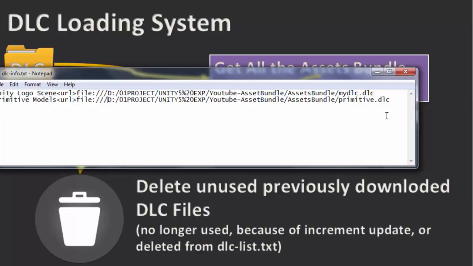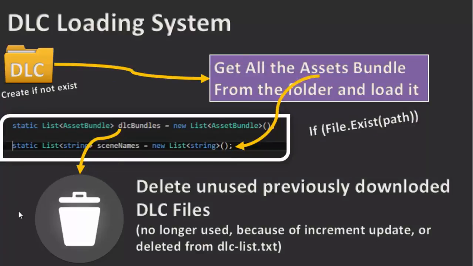And also, if you want to update your bundle, if you want to update your DLC, you just need to increment your DLC file name like this, mydlc.dlc. Just increment the name of it, like mydlc-1 or mydlc.1.dlc, whatever you call it. Yeah, like that. So let's continue with the scripting.